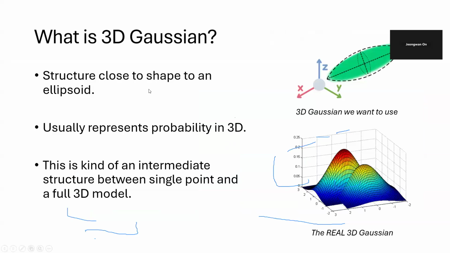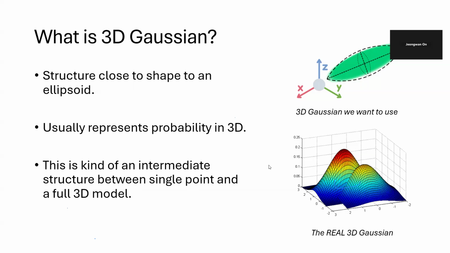So what is a Gaussian? This is a structure close to the shape of an ellipsoid. But usually in mathematics and statistics it is just a probability graph like this. Okay. So this is kind of an intermediate structure between a single point and a full 3D model.